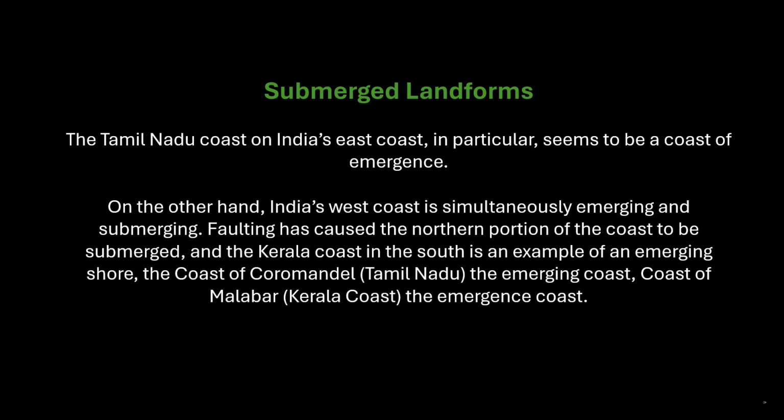On the other hand, India's west coast is simultaneously emerging and submerging. Faulting has caused the northern portion of the coast to be submerged, and the Kerala coast in the south is an example of an emerging shore. The coast of Coromandel, Tamil Nadu, the emerging coast. The coast of Malabar, Kerala coast, the emergence coast.